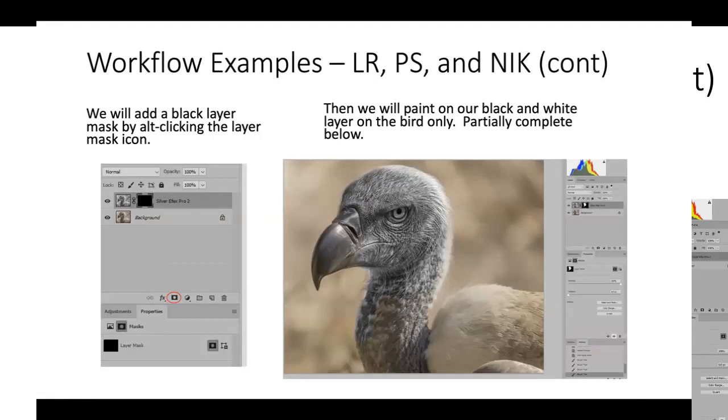Okay. So what we do is we add a mask. You alt-click the layer mask icon, I've got it circled, but that's where you add a layer mask. And all the mask does is allow you to selectively paint on that layer so that you can hide things or reveal things. That's it.